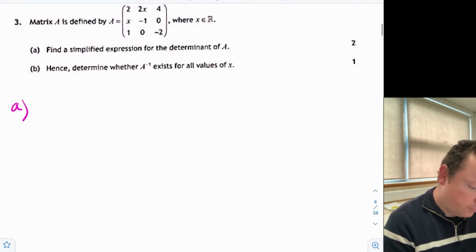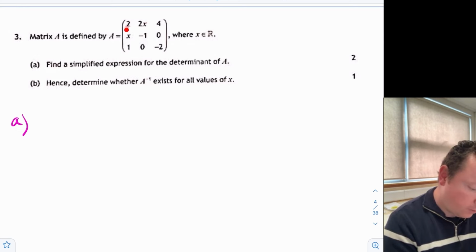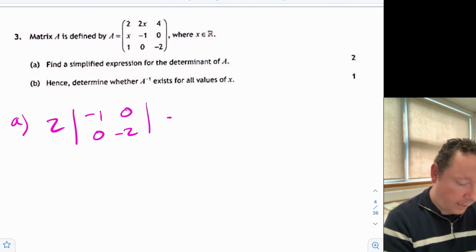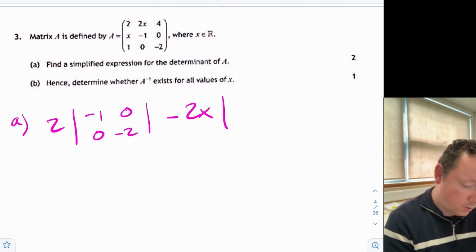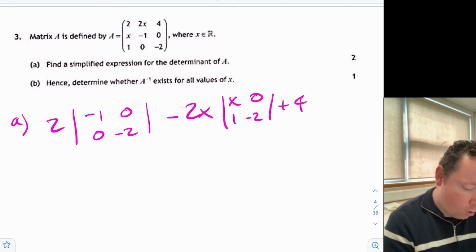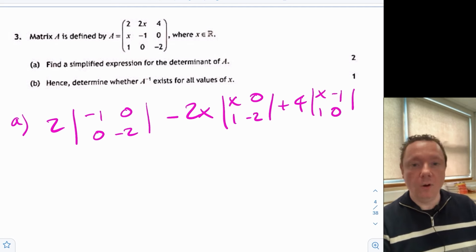So we're going to have 2, and then we delete these rows and columns, times the determinant of this matrix. So 2 times minus 1, 0, 0, minus 2. And then it's minus 2x times the determinant of, I'll delete this row and column, x, 0, 1, minus 2. And then it's plus again the 4 times the determinant of x, minus 1, 1, 0. So then we can go ahead and solve that.